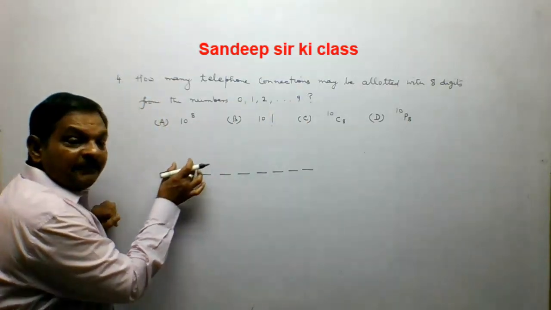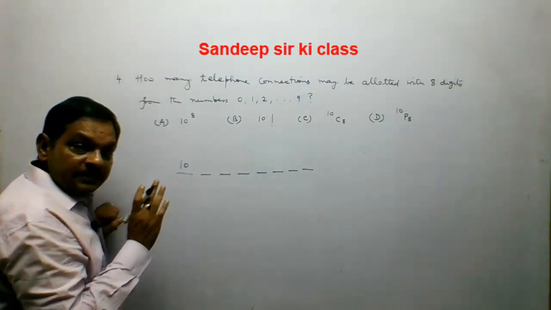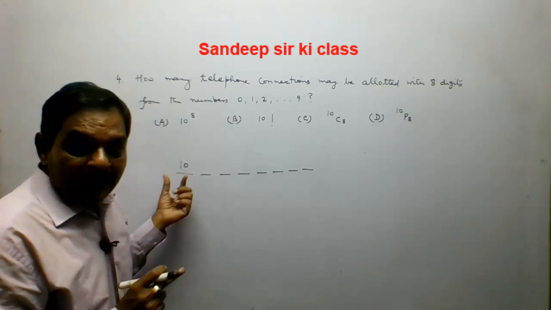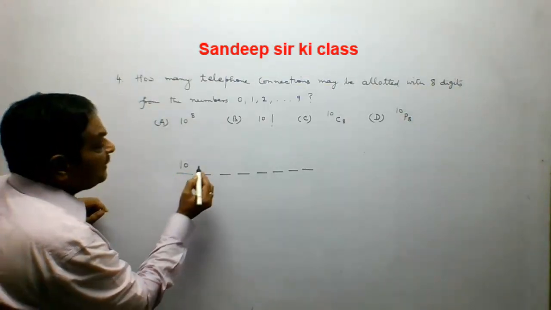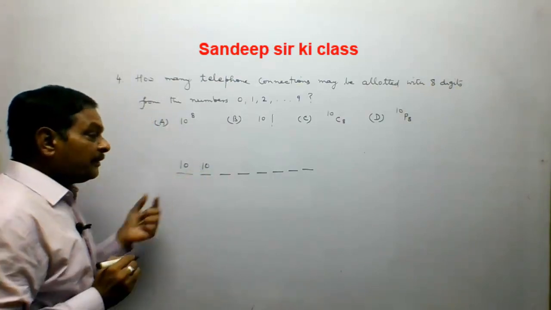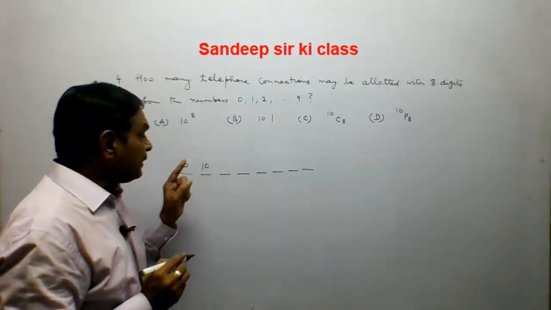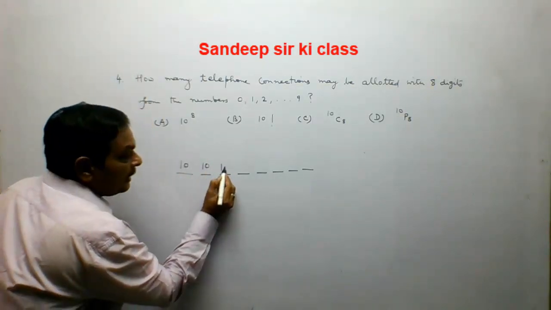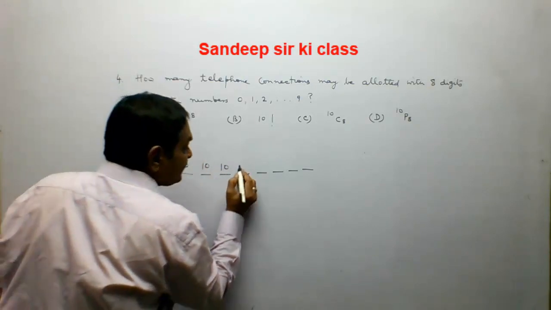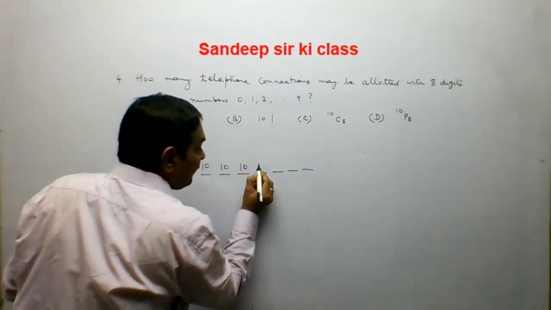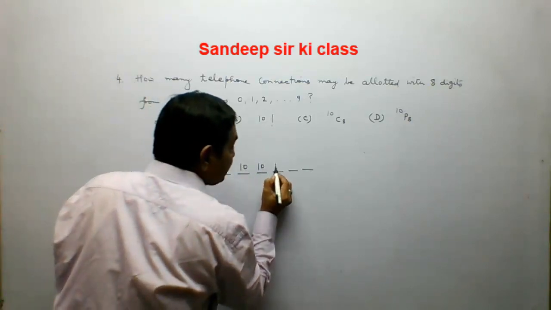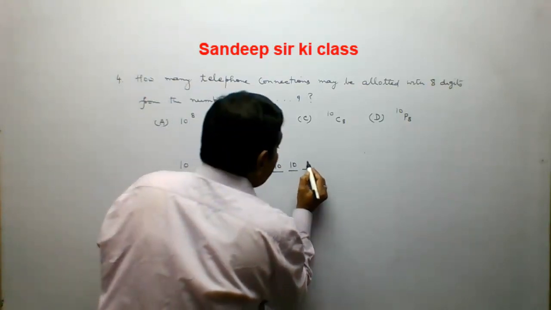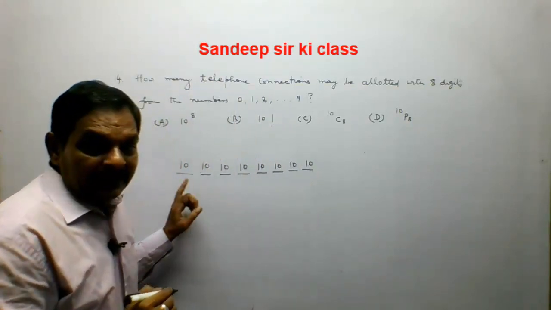So first place can be filled with 10 number of these. 0 can come here because a telephone connection can have 0 at first place. Similarly, second place can also be filled with 10 number of ways because numbers can be repeated in a telephone connection number. Similarly, third place can be filled by 10 number of ways. Fourth place can be filled by 10 number of ways. Fifth can be by 10 number of ways. Sixth can be 10 number of ways. Seventh can be by 10 number of ways. And eighth place can be filled by 10 number of ways.